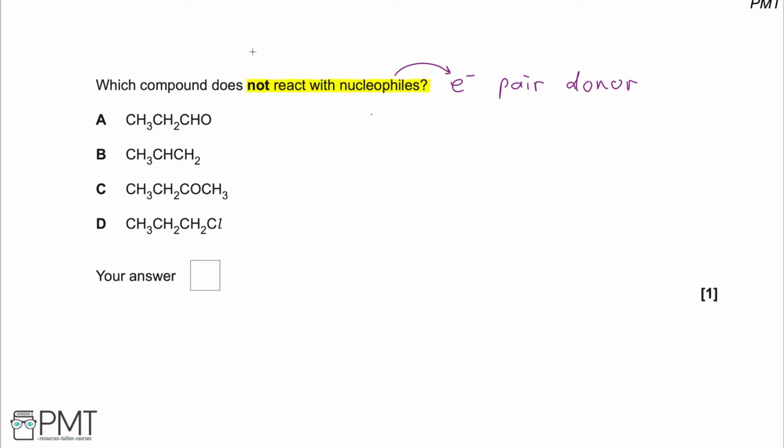If we draw out these compounds, it's going to help us to figure out which ones do and don't have centers of electron deficiency. First of all, we've got A, this is propanal. B is propene. C is butanone. And D is 1-chloropropane. There are 3 of these compounds that have centers of electron deficiency.